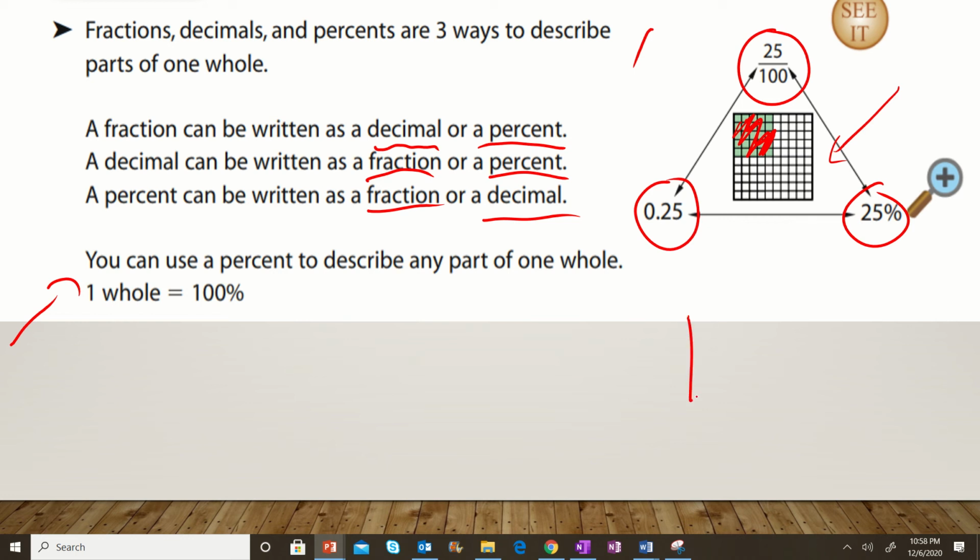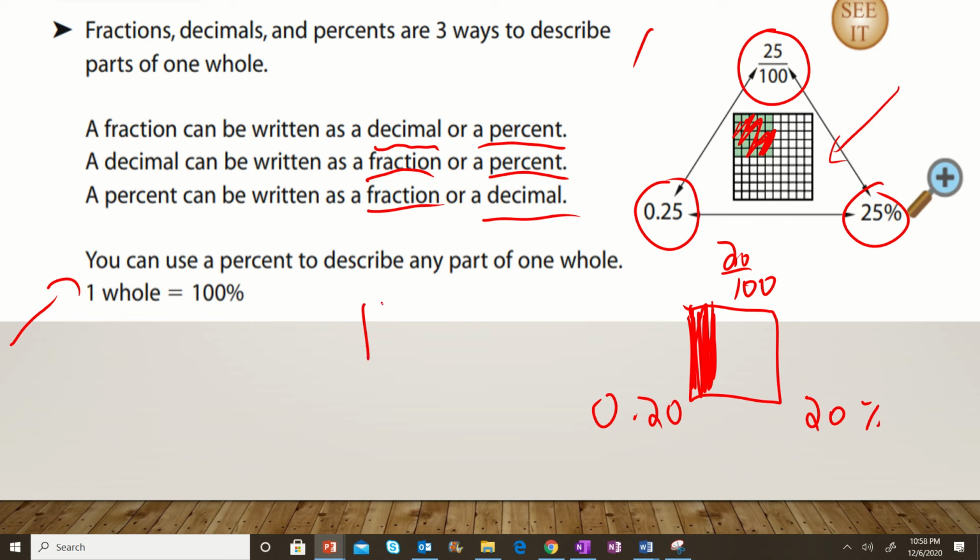So if I had a square, let's say this is a 100 chart, and I colored in this much, and I said it's 20 over 100. Okay, well, the percent would be 20%, and my decimal would be 0.20, right? Let's say I have 15 over 100. Okay, well, the percent is going to be 15%, and my decimal is going to be 0.15.